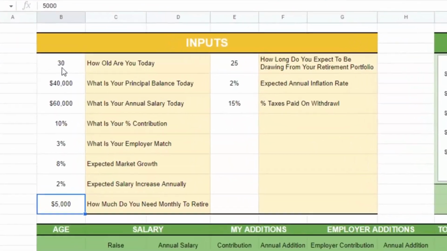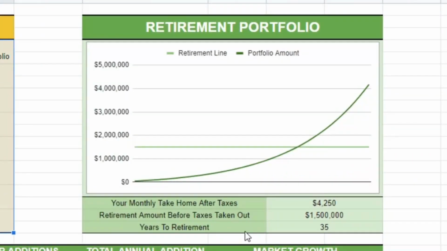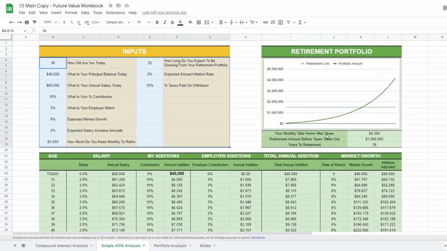I just want to take these inputs right here in the yellow and then be able to determine what our 401k portfolio would look like, and then, depending on how much we need per month in retirement, how far we are away from that with our current contribution numbers, and how much we would be taking home if we take into account taxes. We also are taking into account an annual inflation rate as well.